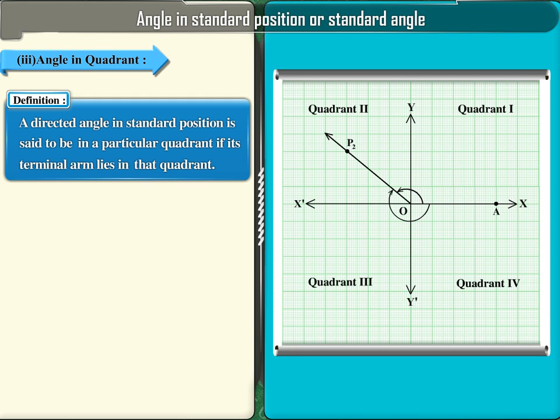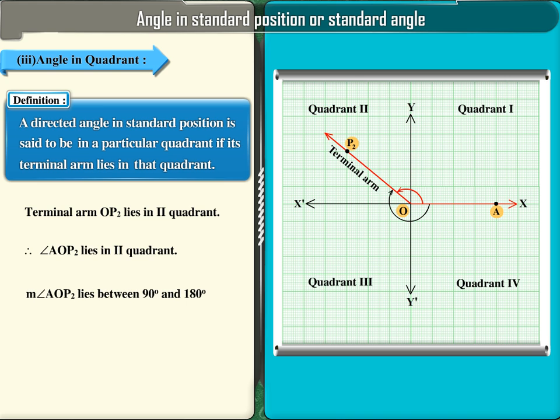In this figure, the terminal arm OP2 lies in the second quadrant. Therefore, angle AOP2 lies in the second quadrant. The measure of this angle AOP2 lies between 90 degree and 180 degree, or it lies between minus 270 degree and minus 180 degree.